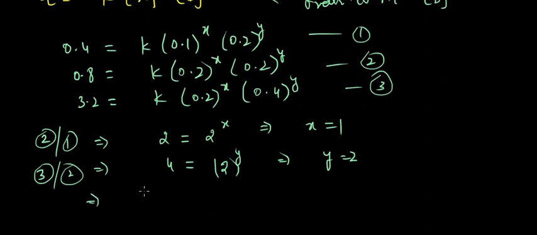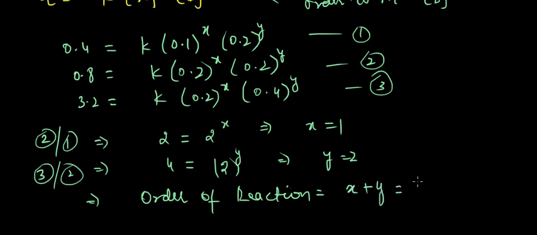And this implies that the order of reaction would be nothing but the sum of partial orders, or the orders with respect to reactants A and B. So that would be X plus Y. So 1 plus 2 equals 3 is the order of the reaction.